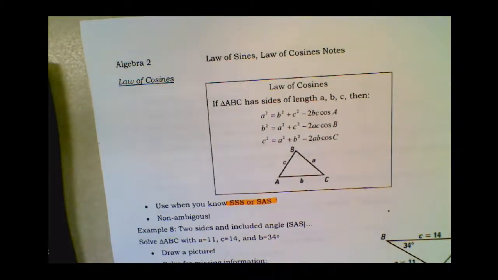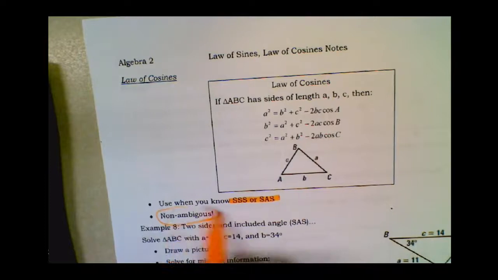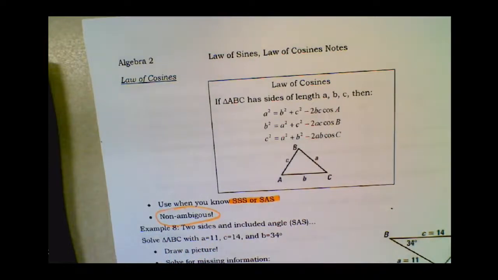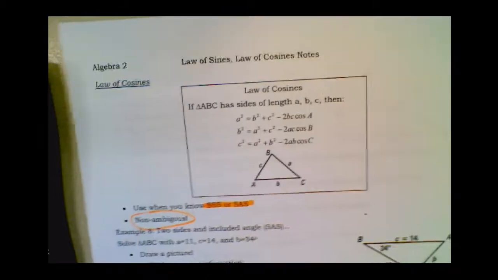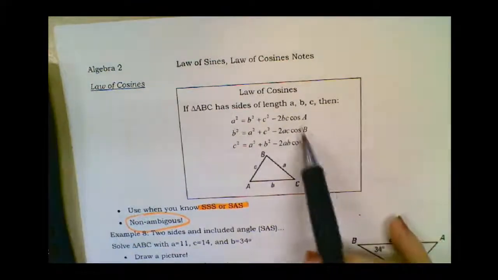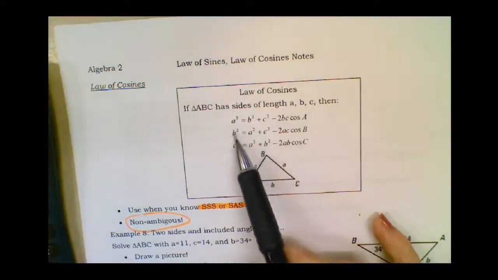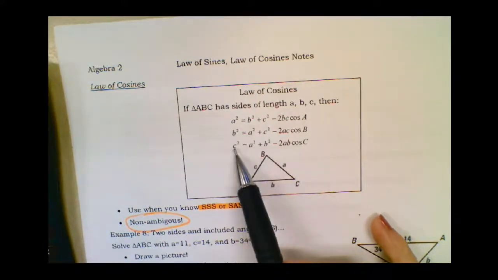There is no ambiguity to law of cosines. It works all the time. You could actually use it for the other calculations too. It's just that the law of sine calculation tends to be a little bit easier, so we tend to use that instead.